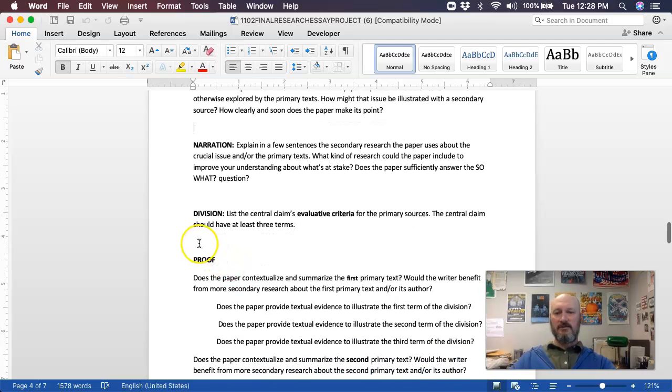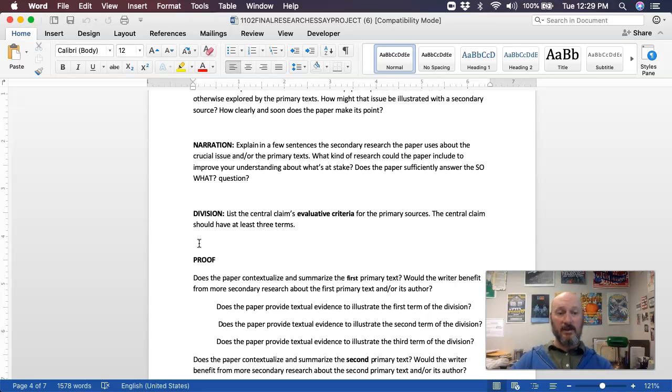The division is a very important part because this is the central claim. This is the big idea. You need to be able to paraphrase the student's argument and put it down there and say, and the aspects of their crucial issue that are being demonstrated by the primary texts are 1, 2, 3. The steps or stages of the process that they are demonstrating is stage 1, stage 2, stage 3, or the types or the categories of their big idea is type 1, type 2, type 3.